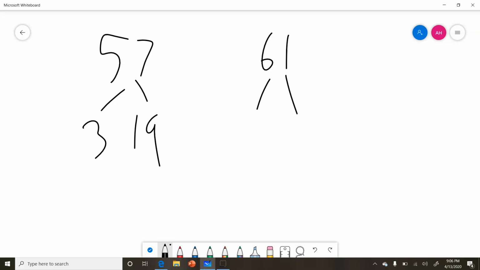And guess what? This is a prime number. Nothing goes into 61. It's 1 and 61. So here we go. Look at this. There's nothing in common. I can't circle here and here. There's nothing to circle.